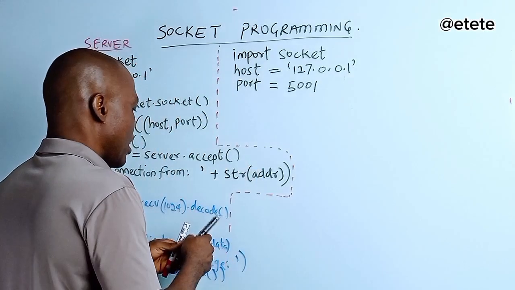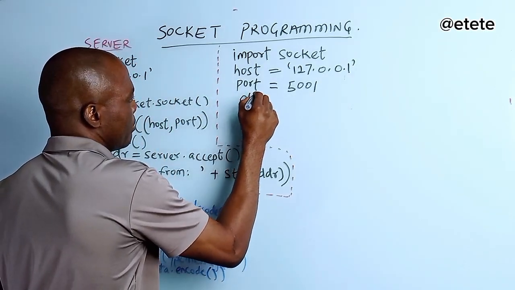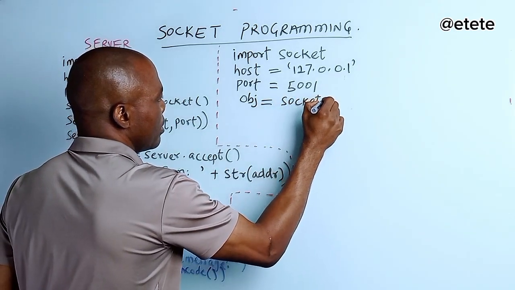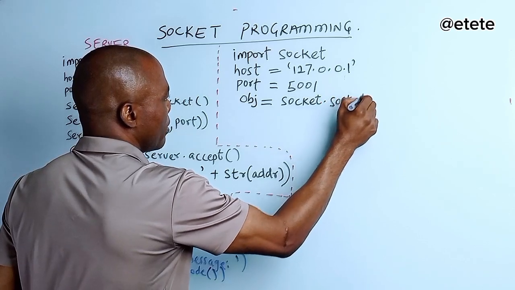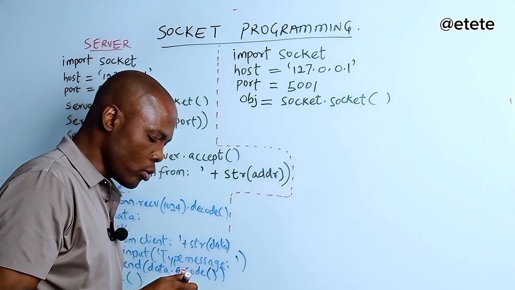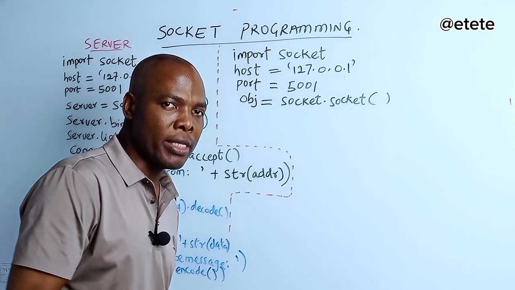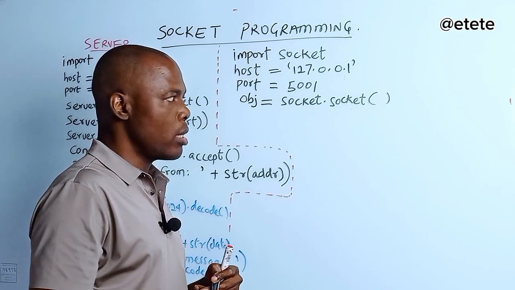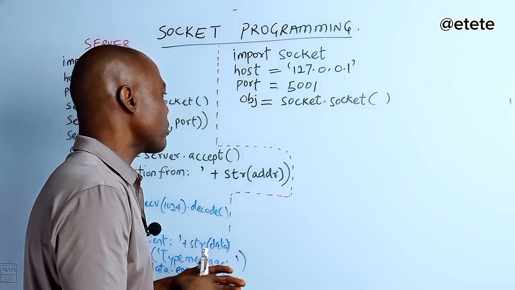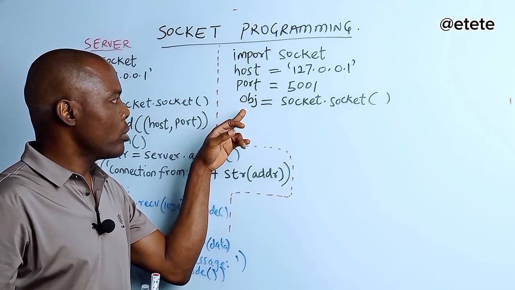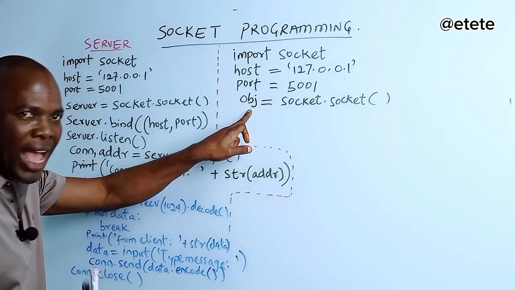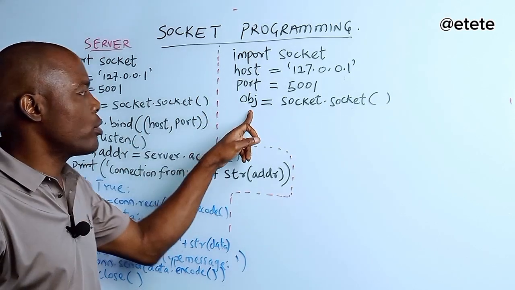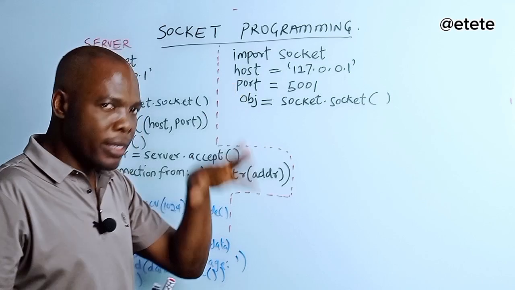So to create that object, I will say obj equals socket.socket. This is the default, which will use the internet address family and the TCP protocol. By putting this as a default, now I've created my object. This obj is the same thing as creating the server object that I did here. You can see this is the server object that I created. Now I'm also creating the client object in the memory location.